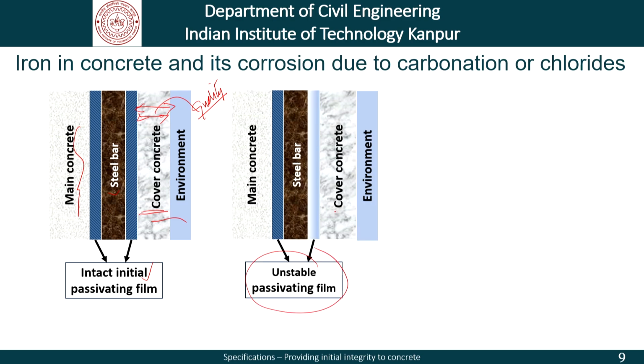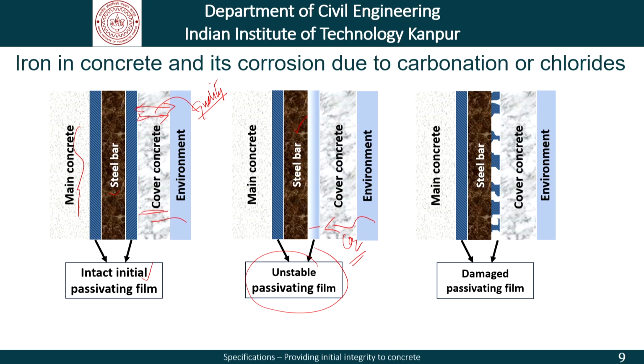Now, as far as carbonation is concerned, we know that penetration of carbon dioxide from the atmosphere leads to an unstable passivating film, rendering this bar susceptible to corrosion. Similarly, in the case of a chloride rich environment, when the chlorides move into the concrete, or the cover concrete I should say, what happens is that this passivating film is damaged.